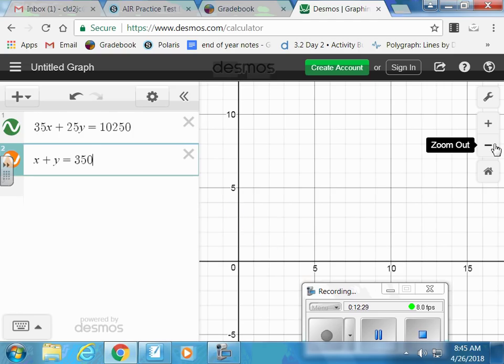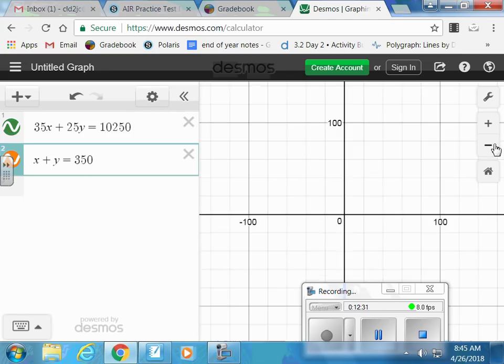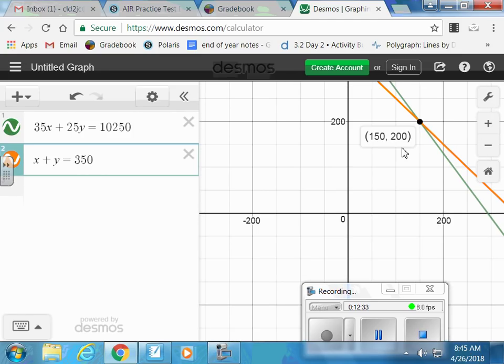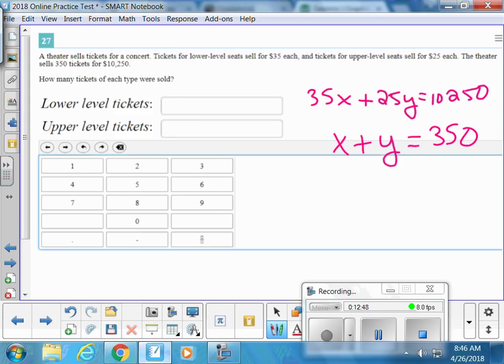I cannot see my graph because I've got to zoom out. There it is. Now, if you ever can't see anything, don't panic. Just zoom around a little bit. But 150, 200, where 150 is our x value, so lower level tickets, and 200 is our y value, so that would be upper level tickets. So 150 goes here, 200 goes here.